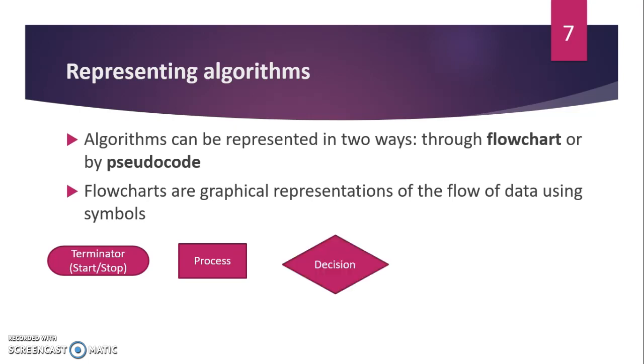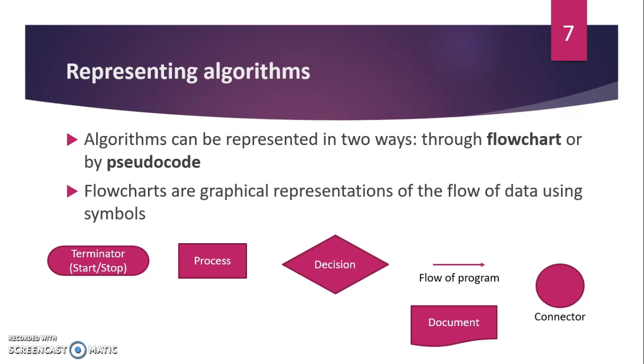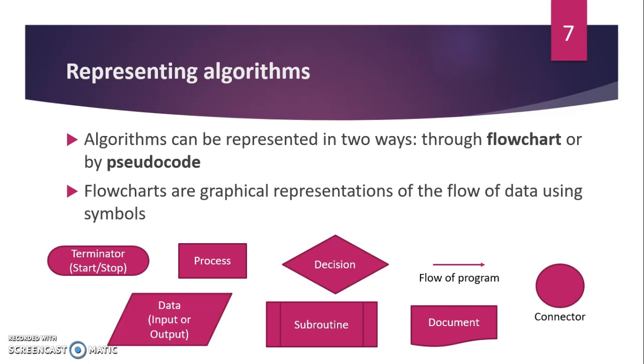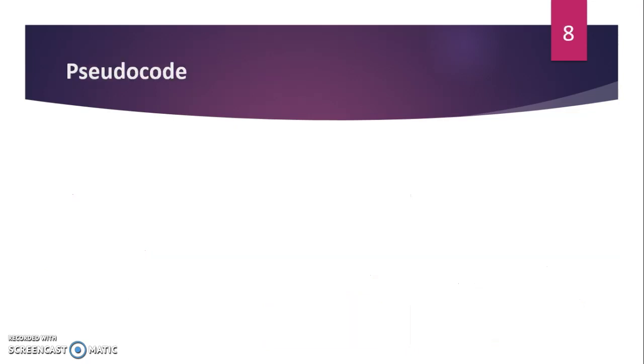We have the decision diamond, so if we need to ask a question, that's what's asked in the algorithm, and the arrows indicate the flow of the program, and we also have connectors in case we need to go off page. We can also use this symbol when we want to refer to a document, and this for a subroutine. We can also use inputs and outputs.